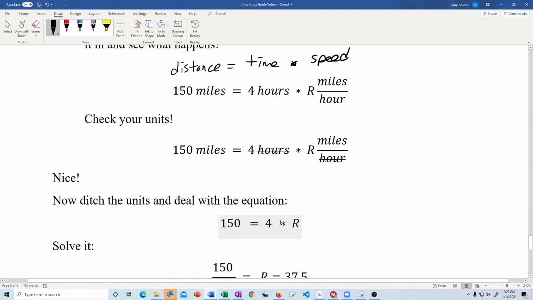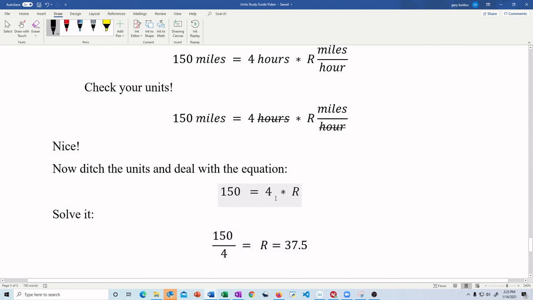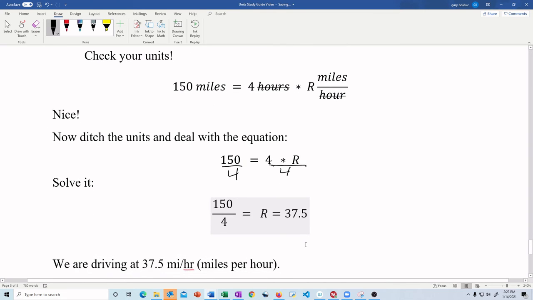Okay. How do I get r by itself? Divide by 4. So remember, all I'm doing here is just, I don't want this 4, divide. R is 37.5. 37.5 what? Miles per hour. Boom.